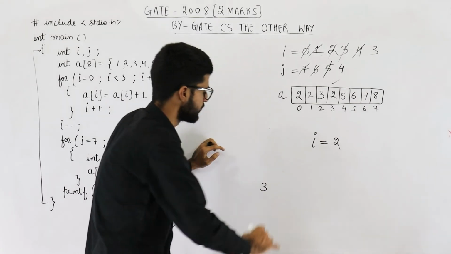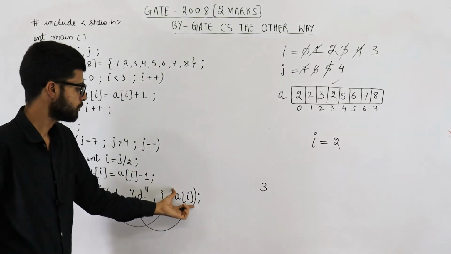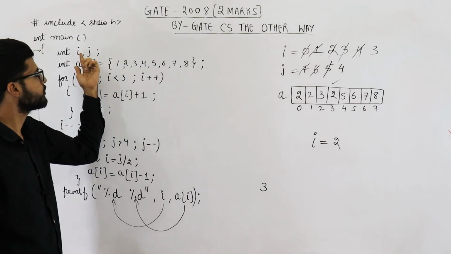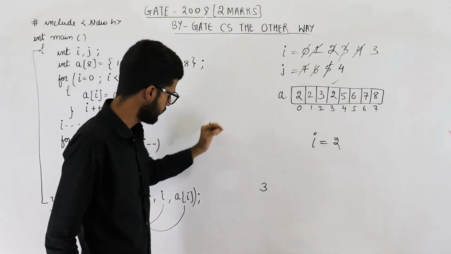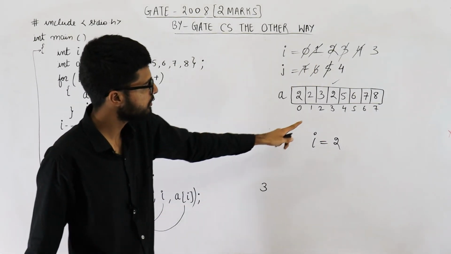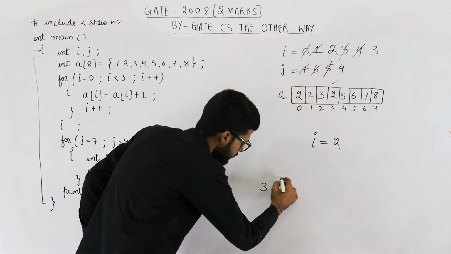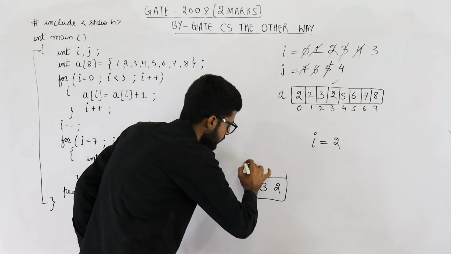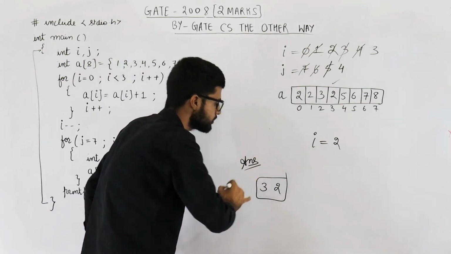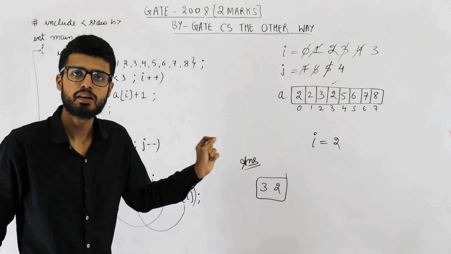So 3 is printed. What is a[i]? Similarly, this i is also resolved to this variable, that is that 3. So what is a[3]? a[3] is currently 2. So what will be printed? 2. That means this is the output, and this is also the answer to this question. Answer is 3, 2.